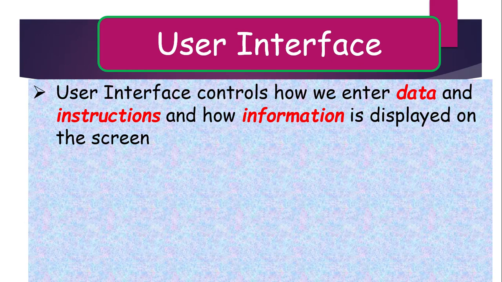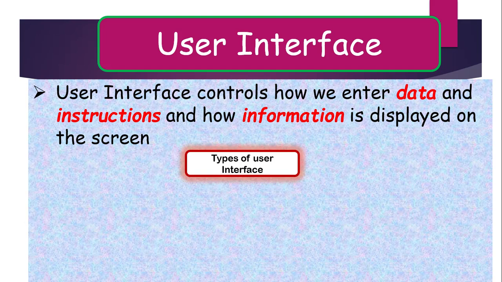So the first point is user interface controls how we enter data and instructions and how information is displayed on the screen. So it means user interface controls how a user can enter the data into the computer and how information will be displayed on the computer screen. So user interface is a way through which a user can interact or communicate with the computer system.